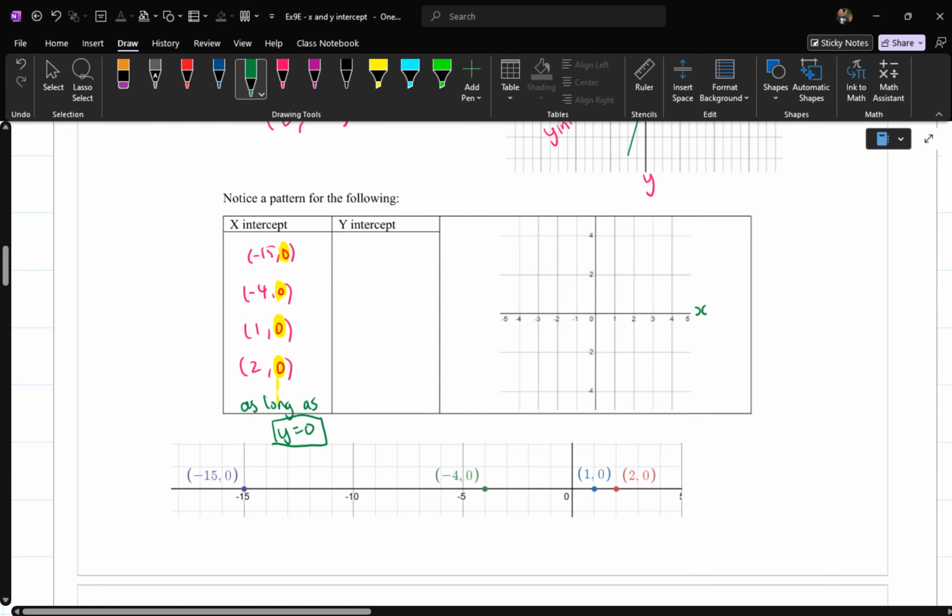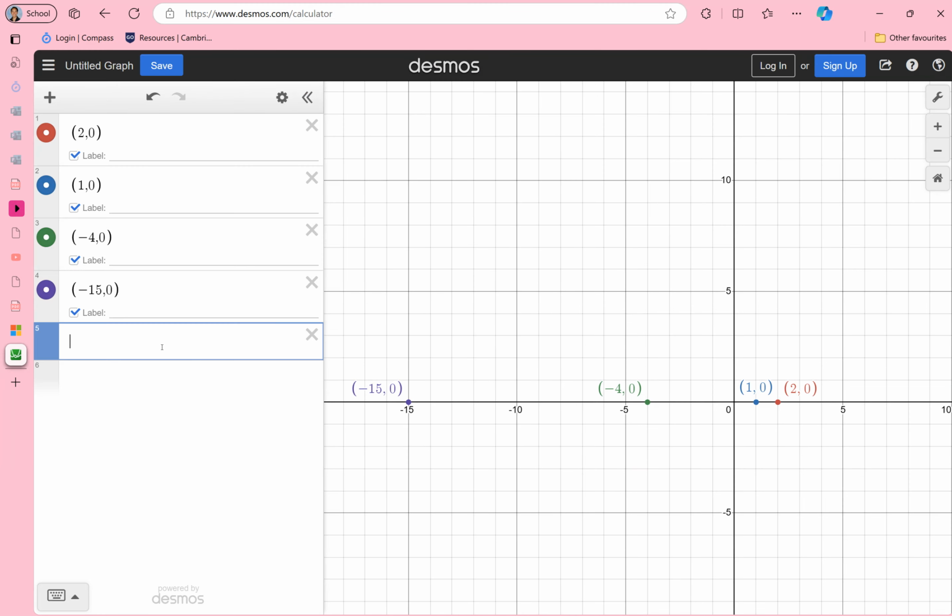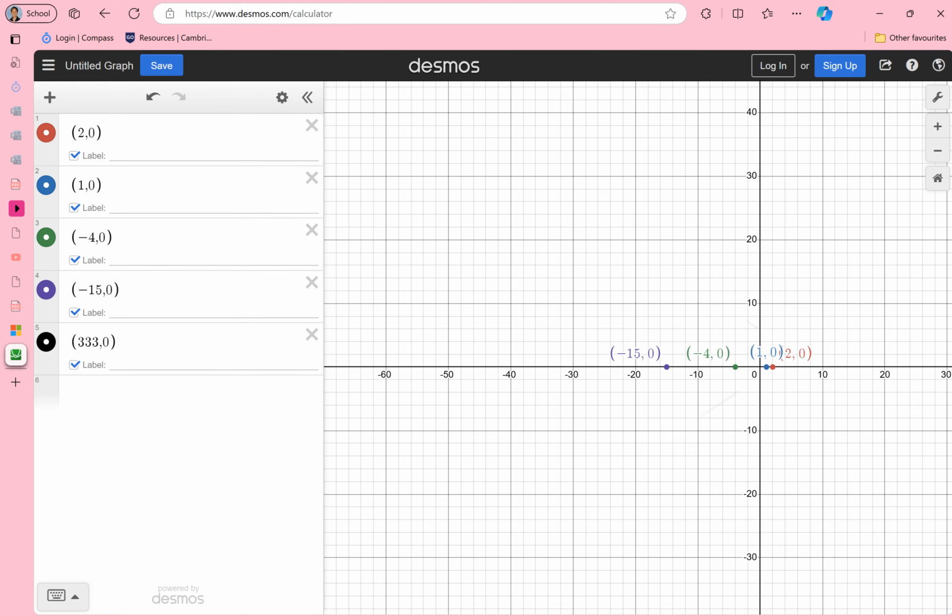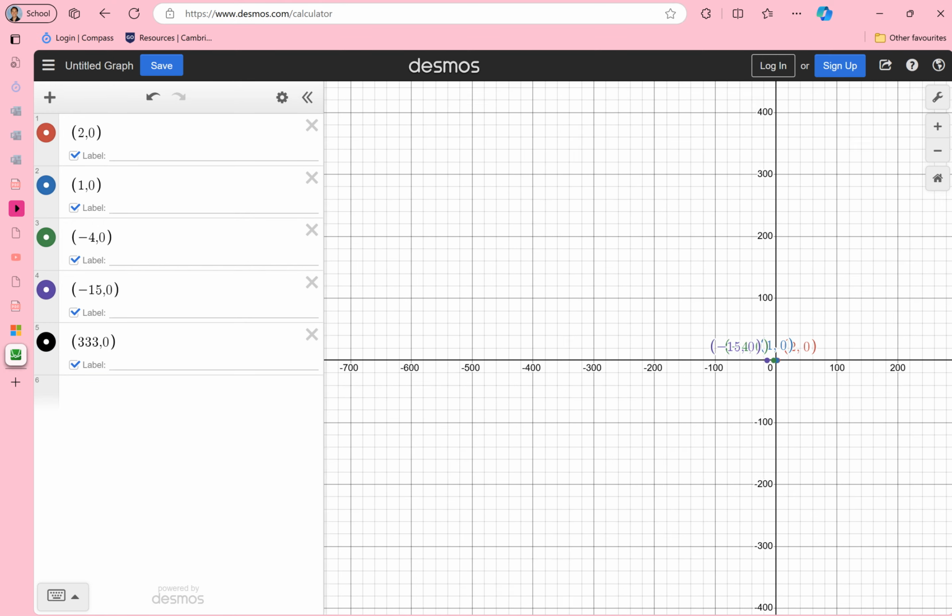Okay, so let's test that theory. I can pick any number. I like number 3, so I'm going to do (3, and then comma. As long as the y coordinate is 0, it will always be on the x-axis. Let's see if that's true. I'm going to zoom out. Let's see, where's 3?